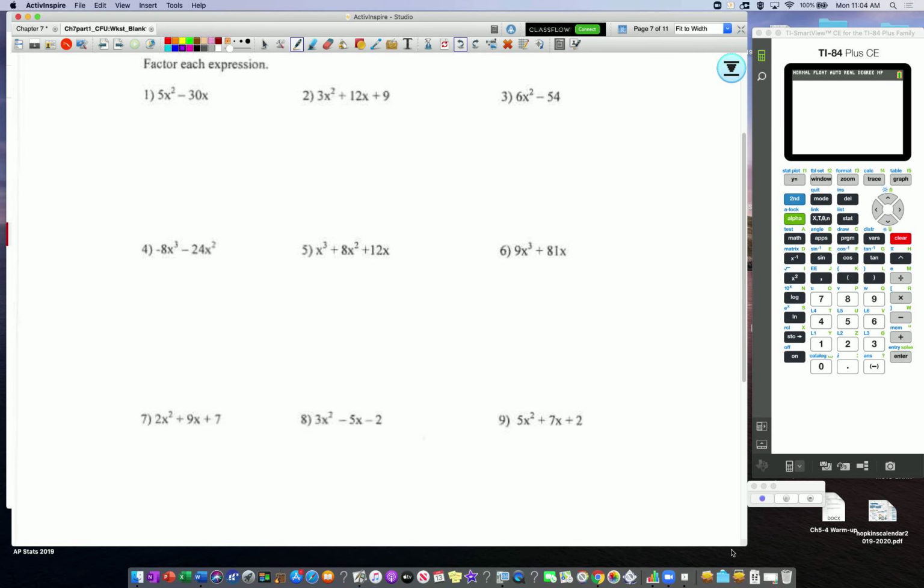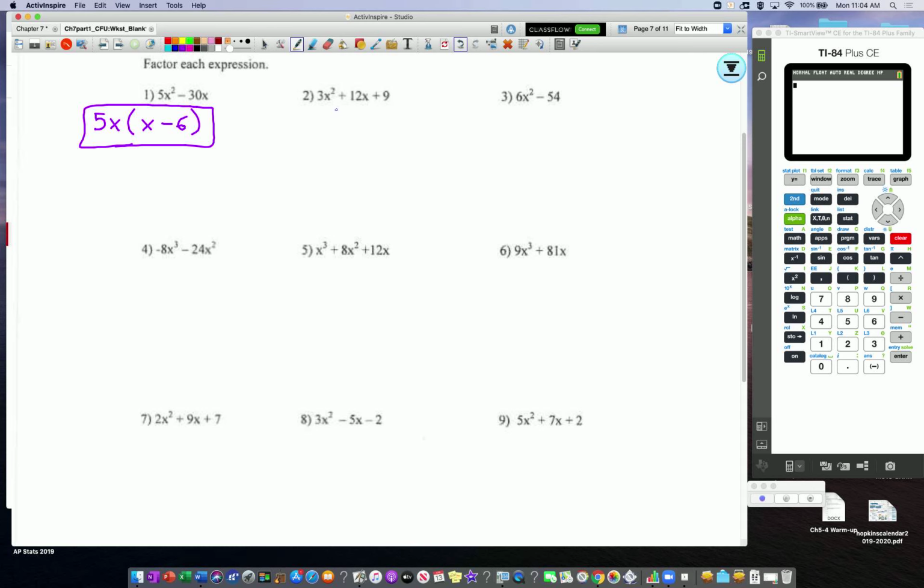So these first few examples, at least the first 6 here, are like what we did on the front page of notes. We're looking for what factors they have in common. So 5 and minus 30, they share a 5, goes into both. X squared and x, they share x. So what am I left with? I'm just left with x and a minus 6. I can check. 5x times x is 5x squared. 5x times minus 6 is minus 30x. That one looks right. All right, next one.